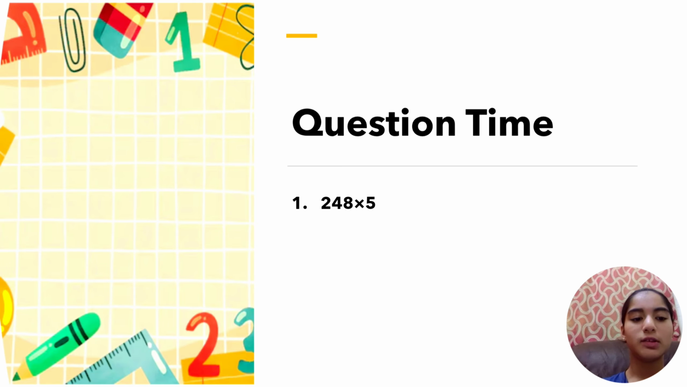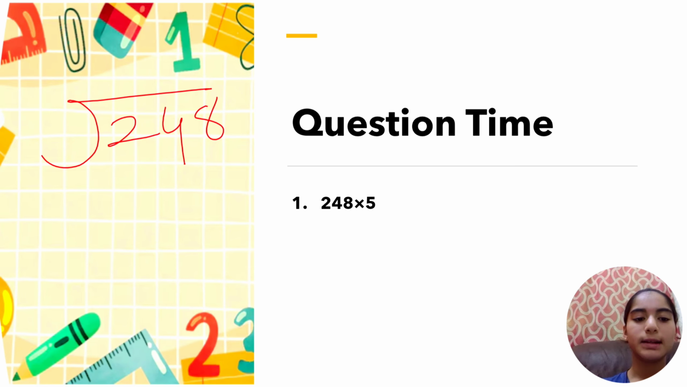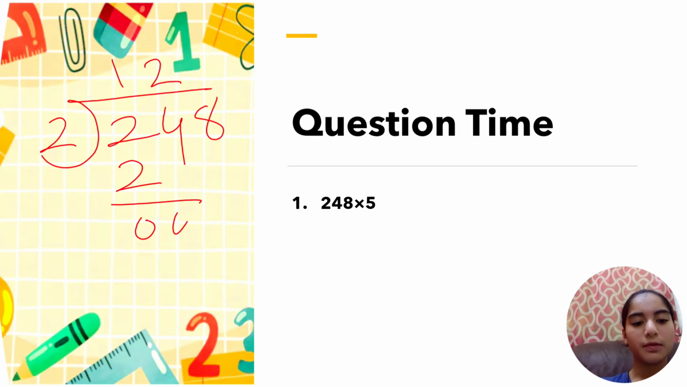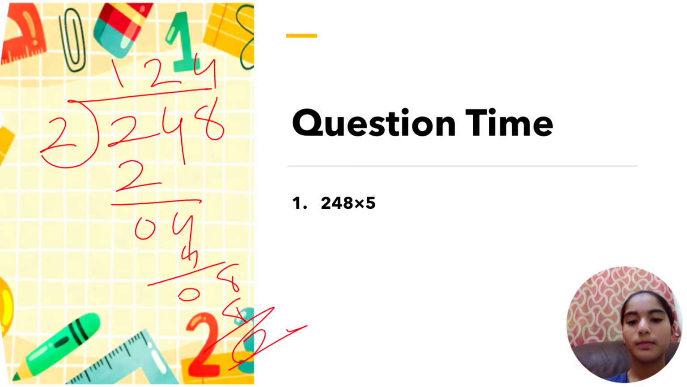Okay, so let me divide it by 2. Let me take the half. 2 ones are 2. 2 twos are 4. 2 fours are 8. 124. Now, the main rule, add a 0 at the end.